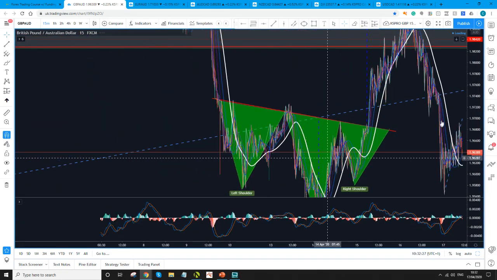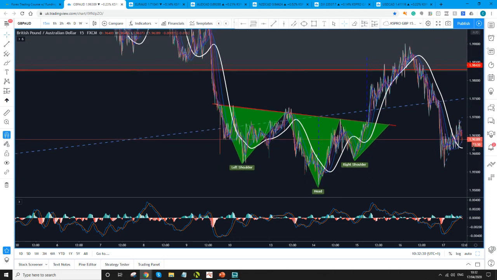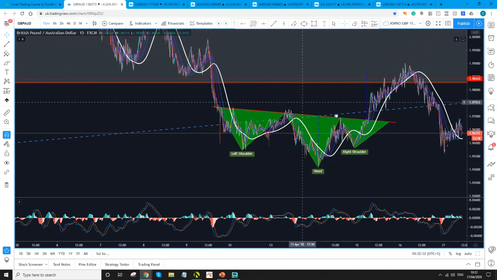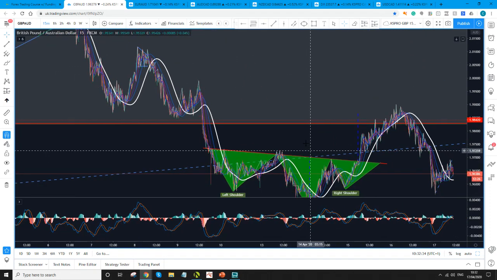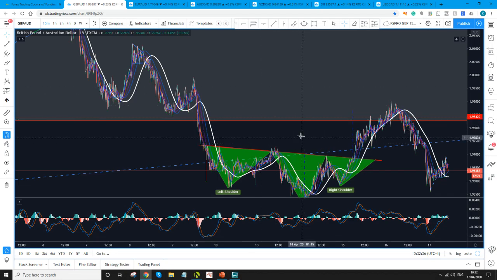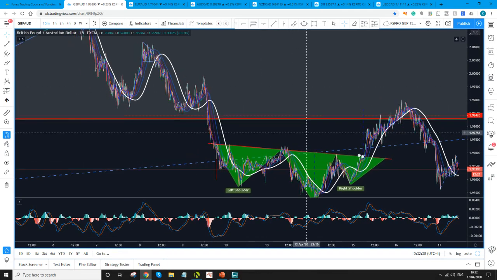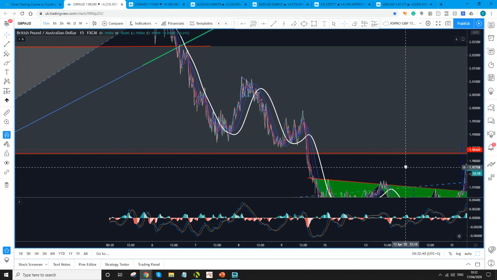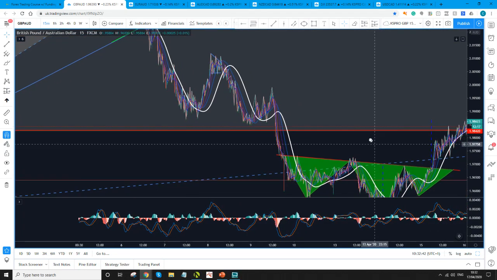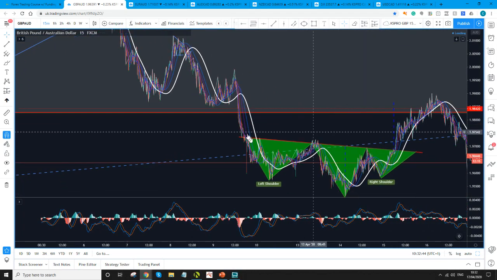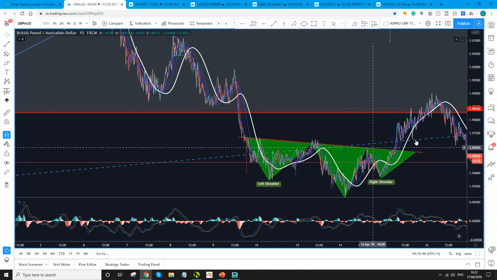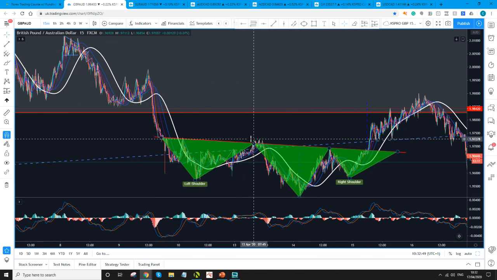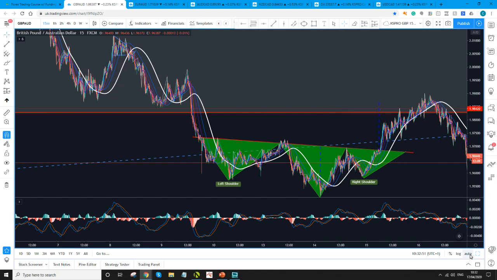Now, the one I'm referring to happened on the Pound Aussie on the 15-minute time frame. Now, these, of course, are our Kickstart Pro morning session charts, right? And so on this 15-minute time frame, back on Wednesday of this past week, we had identified a potential head and shoulders pattern. Now, why is this a potential head and shoulders pattern?